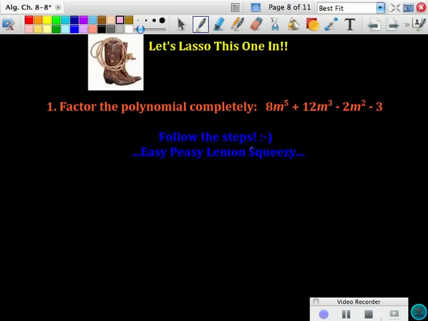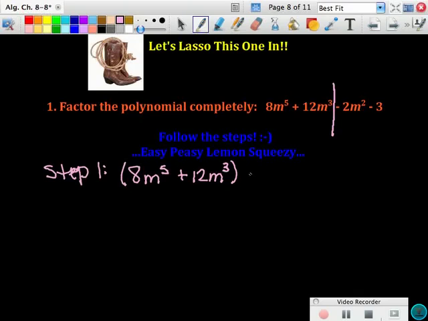Step 1 is to group together the first 2 and last 2 terms with a plus sign in between. So this right here would be the division of your first 2 and last 2. Remember that this minus sign sticks with the 2m squared. So we have 8m to the 5th plus 12m to the 3rd. Now we put a plus sign in between and then rewrite our second terms. And remember, the reason we can write this plus sign right here is because plus a negative means subtraction. Those are exactly the same thing. They have the exact same meaning.